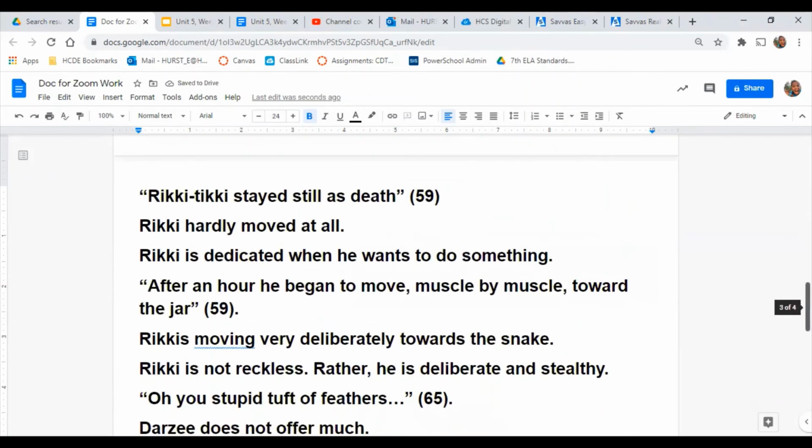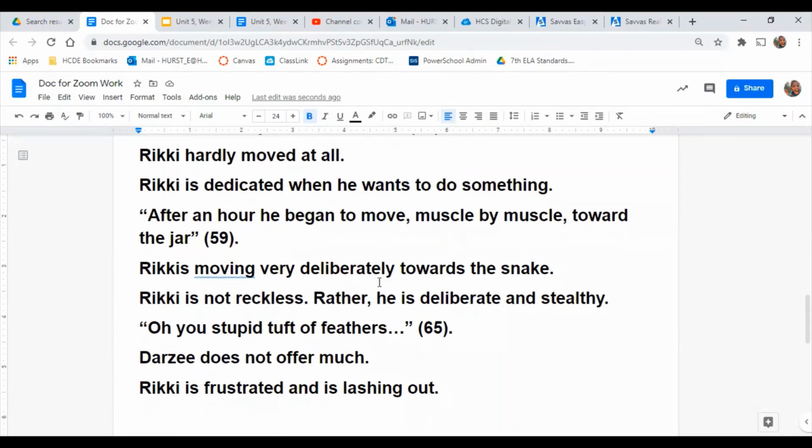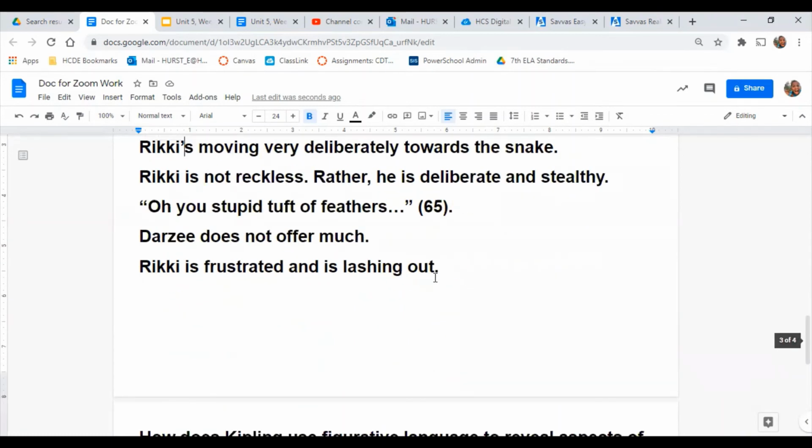One example I found was, it said Rikki-tikki stayed still as death. What does that mean? Rikki hardly moved at all. And what does it tell us about Rikki? He's dedicated when he wants to do something. Another example I found was in paragraph 59. After an hour, he began to move muscle by muscle toward the jar. I think it says that he's moving very deliberately towards the snake. And it shows that he's not reckless. He's deliberate and stealthy. And finally, when he says, "Oh, you stupid tuft of feathers," he's saying that Darzee does not offer much. And I think it shows about Rikki that he's frustrated and he's lashing out.